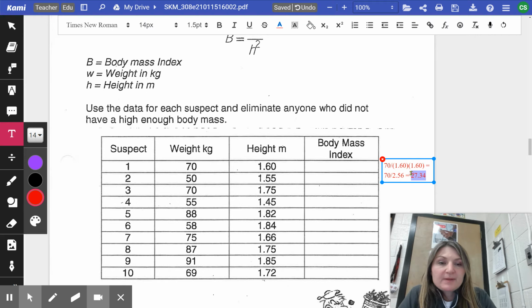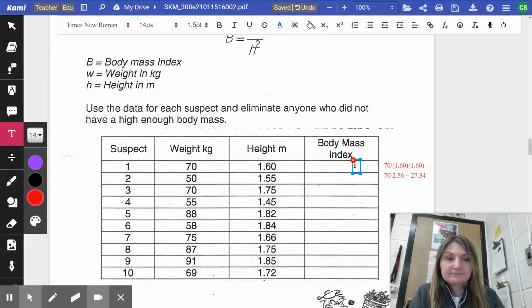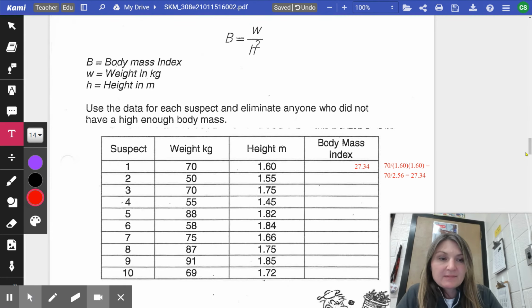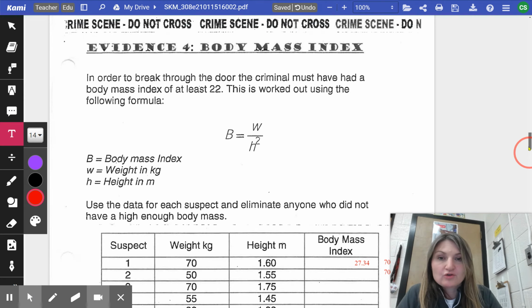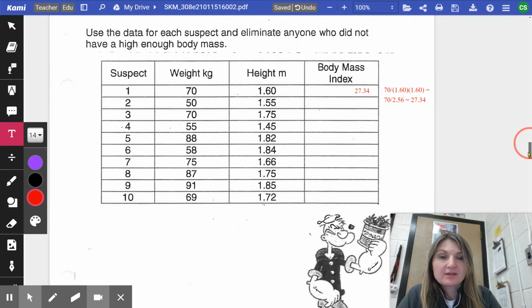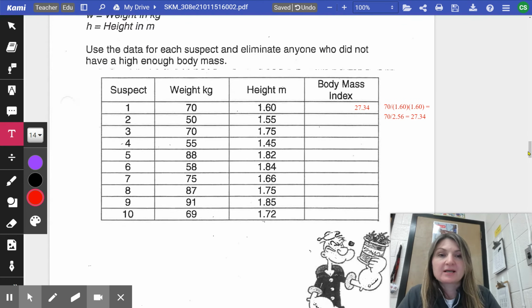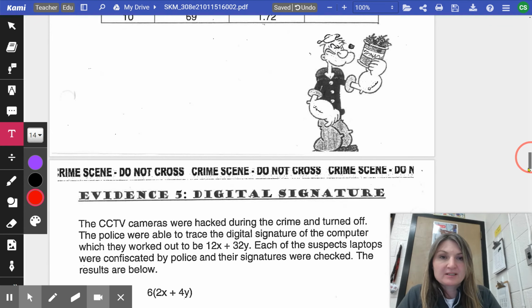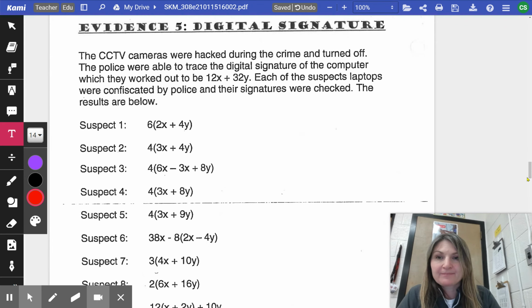So my first suspect has a body mass index of 27.34. So you'll fill in each body mass index to determine, is this person strong enough to break down the door? They must have had at least a 22. Is suspect bigger than 22? Yes, so I cannot eliminate. It is possible for him to break down the door.